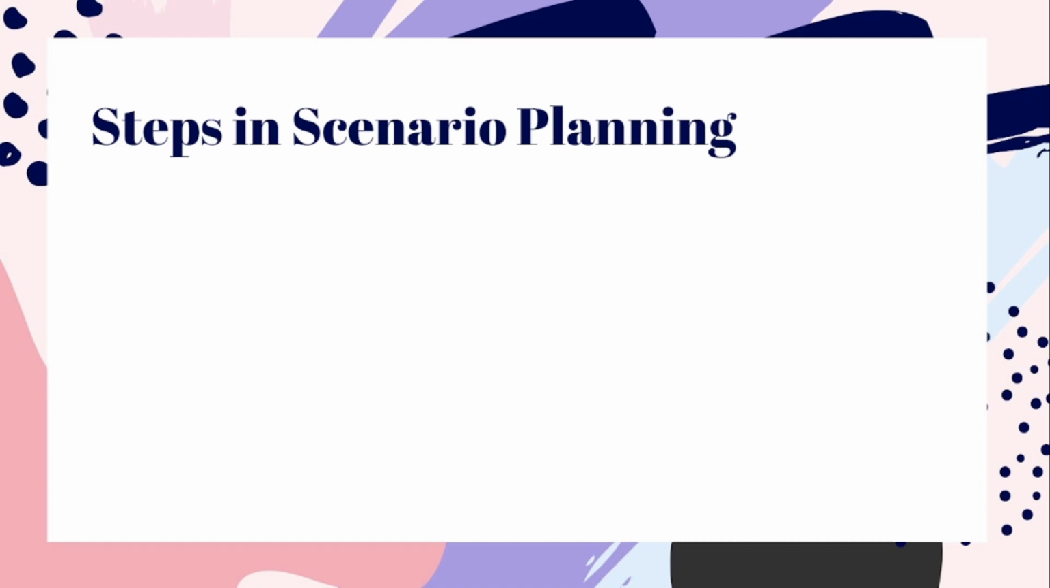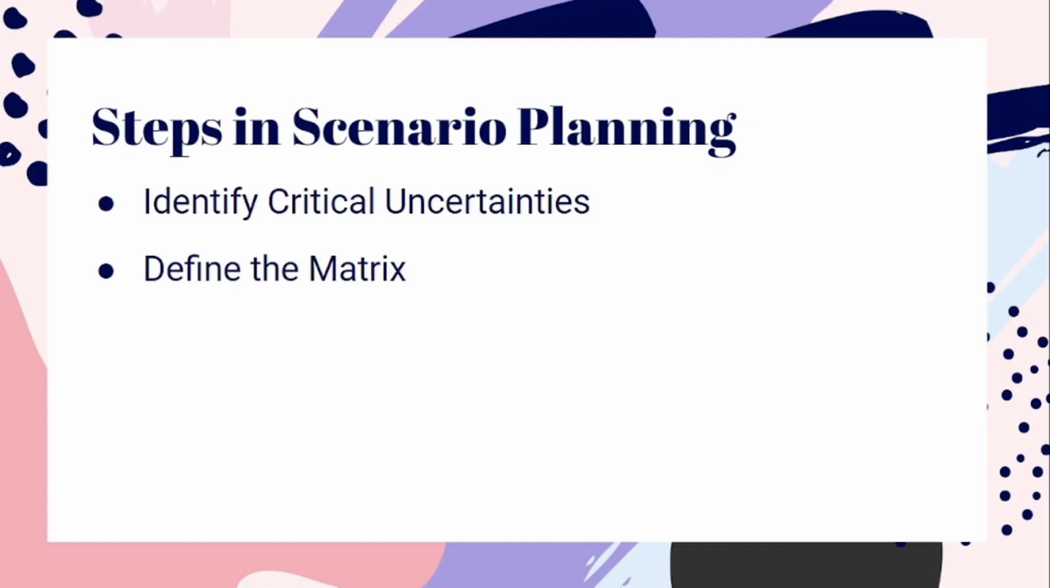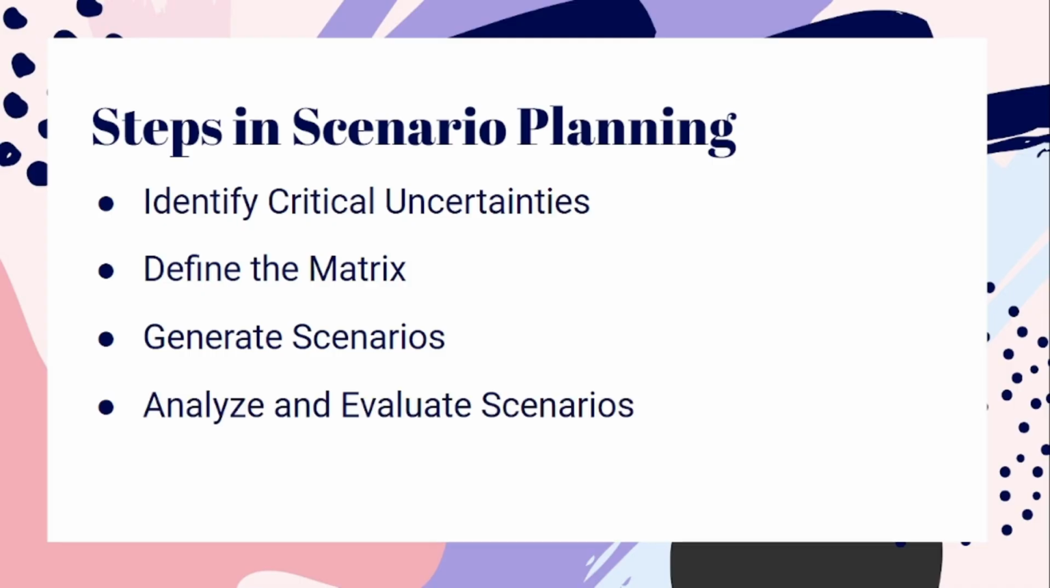There are four broad steps in creating a 2 by 2 matrix. First, you identify critical uncertainties, then you define a matrix, you generate scenarios, finally you analyze and evaluate scenarios.